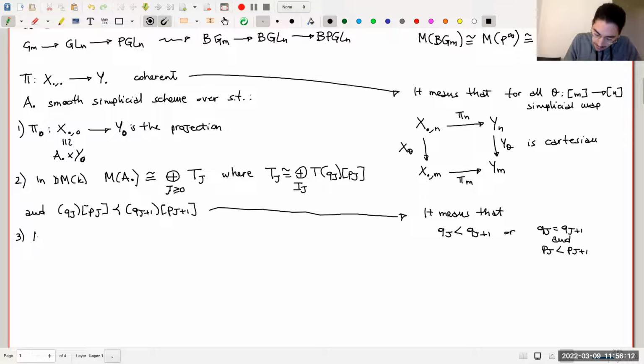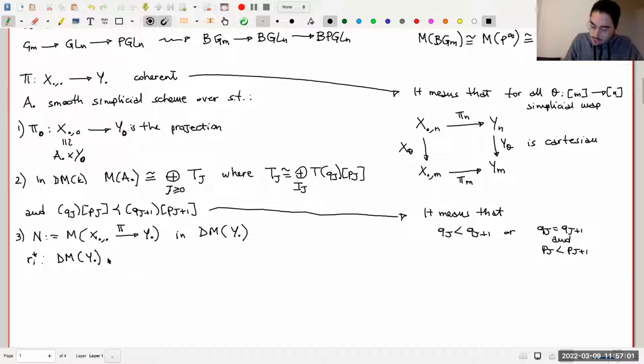Okay, so let me call by n the motive of the bisimplicial scheme x to y. So this is the motive of pi essentially, in the triangulated category of motives over the simplicial base y dot. Now, these categories of motives over simplicial schemes have been constructed by Voevodsky, and there are several properties and relations also to the triangulated category of motives over each simplicial level. In particular, we have some restriction functors from the triangulated category of motives over this simplicial scheme to the one over the i-th simplicial component, and n goes to ni.